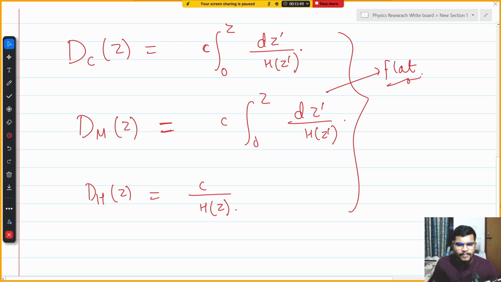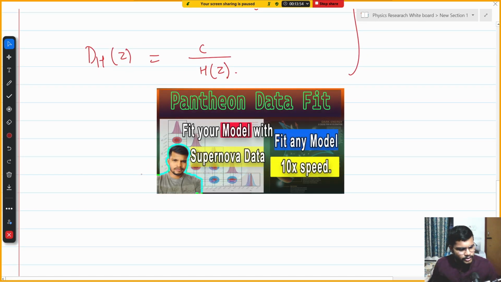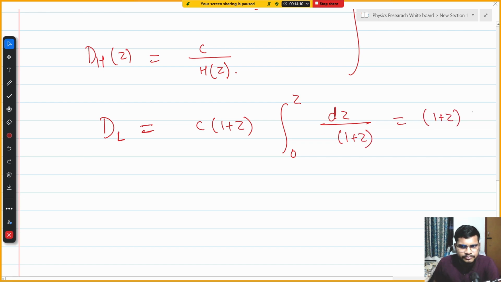Now there is another quantity. If you have seen my Pantheon Plus video, where we were considering the supernova distance, I have this luminosity distance, which is c times (1 plus z), integral from 0 to z of dz over H of z. Basically, it is nothing but (1 plus z) into dc, or (1 plus z) into dm.